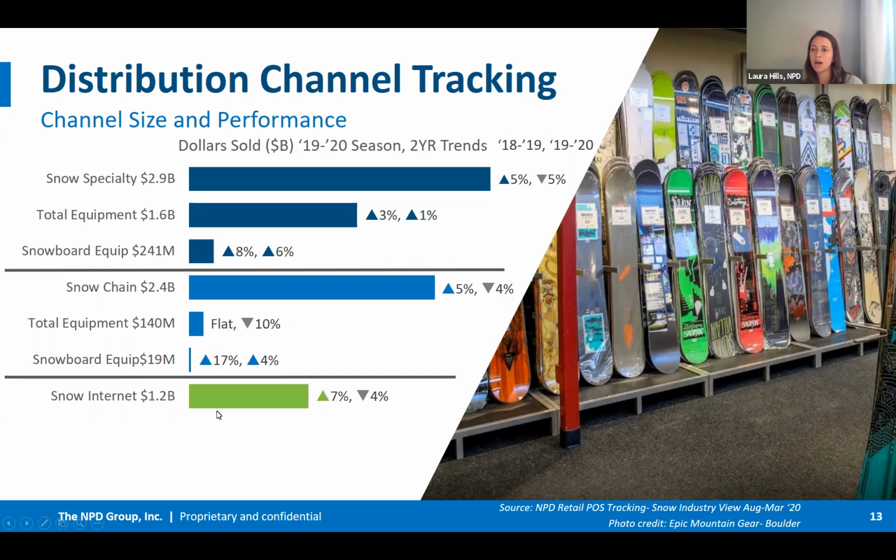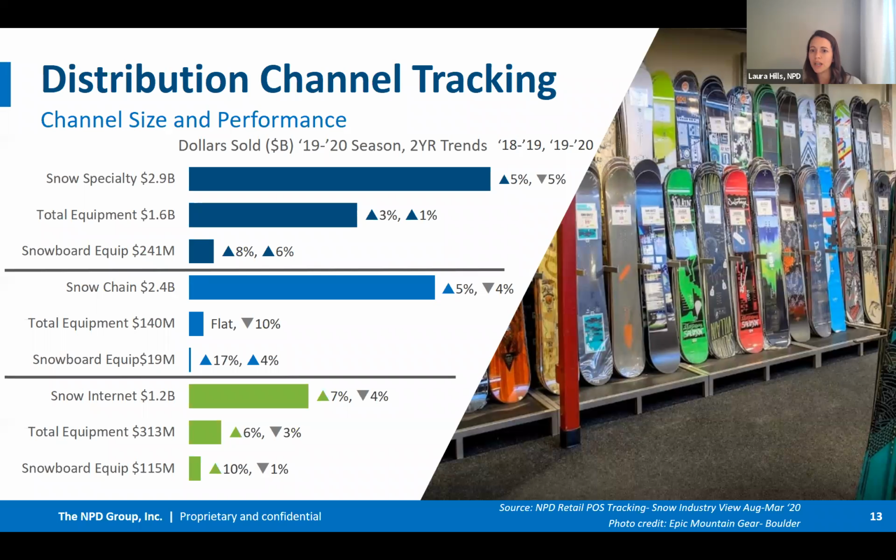For instance, in the snow internet channel, where several small indie brands have emerged over the last several years, it's also a channel where many manufacturers have developed or worked in partnership with key wholesalers to support growth of e-commerce hard goods sales. The last couple years, the total equipment and snowboard equipment categories both trended fairly in line with the total channel performance for snow internet, with snowboard equipment actually slightly outperforming in each of the last 2 seasons.